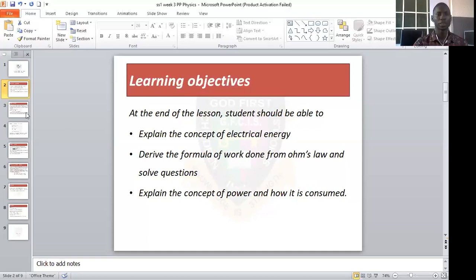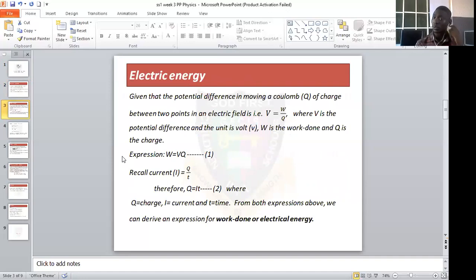So we go to electrical energy. Electrical energy is the ability to do work, and I told you it is related to work done. Given the potential difference, which is the work done in moving a charge Q, measured in coulombs, between two points in an electric field, that is V equals W over Q, where V is the potential difference, whose unit is volts, W is the work done, and Q is the charge.